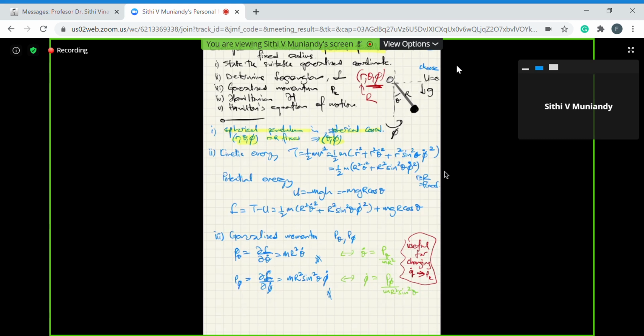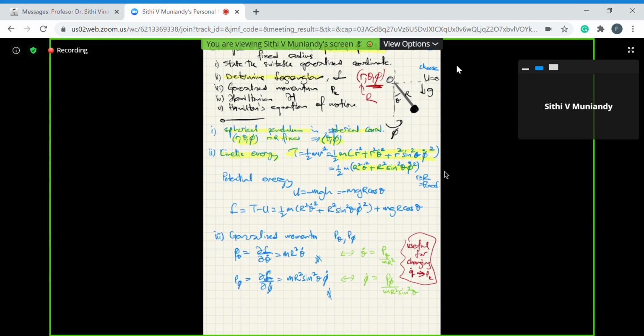Now question 2 asks, determine the Lagrangian. To determine the Lagrangian, you need to find the kinetic energy. In spherical coordinates, the velocity term is this. Since r is fixed, r dot becomes 0, and therefore you are left with just the two terms. Small r becomes capital R, which is a constant.